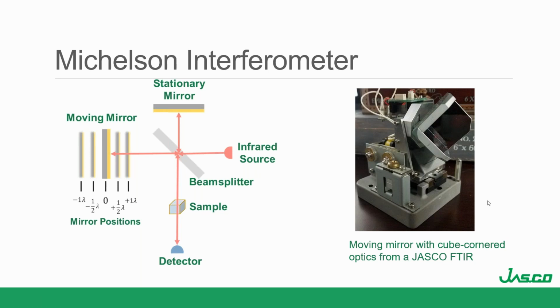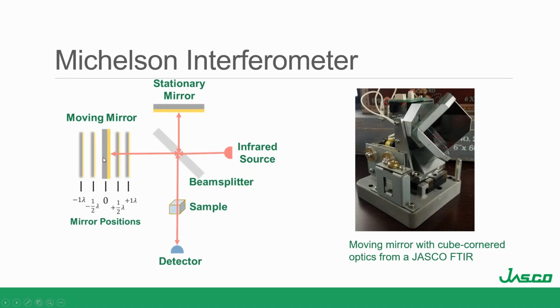So the heart of an FT instrument is the interferometer. This is the interferometer from a Jasco system, and we have cube-cornered mirrors so that you don't have to worry about alignment in the system. That is the moving mirror that's represented here. With an interferometer, the light comes from an infrared source, hits a beam splitter that splits it into two parts. One part goes to a stationary mirror and back out. The other goes to a moving mirror and back out. Then it goes through a sample to the detector.